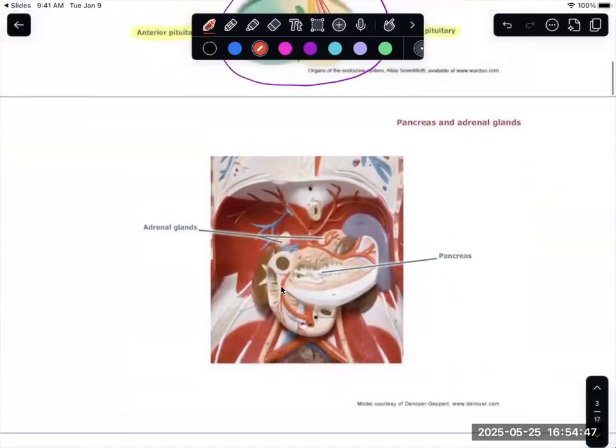So if we travel down here, we can see these adrenal glands. The adrenal glands sit right on top of the kidneys. They almost look like a little hat that sits on top of the kidneys. These are those adrenal glands that are creating a lot of different types of hormones.